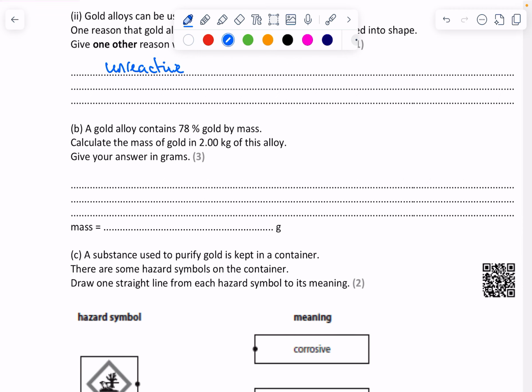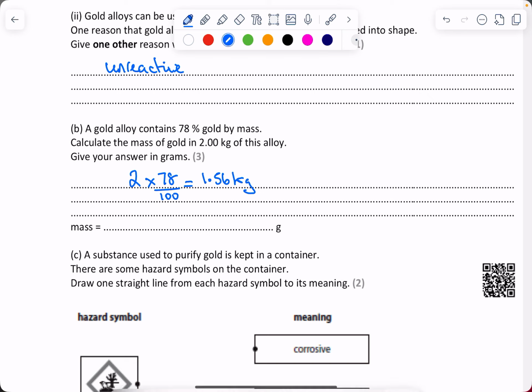A gold alloy is 78% gold by mass. Calculate the mass of gold in 2 kilograms. So if we have got 2 kilograms, we want to give our answer in grams. Okay, so 2 kilograms, we times that by 78, and then it's over 100 because that's a percent, and that's going to give me an answer of 1.56, but that is still in kilograms because we used 2 kilograms at the start.